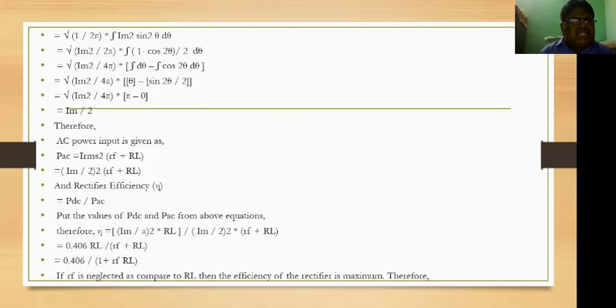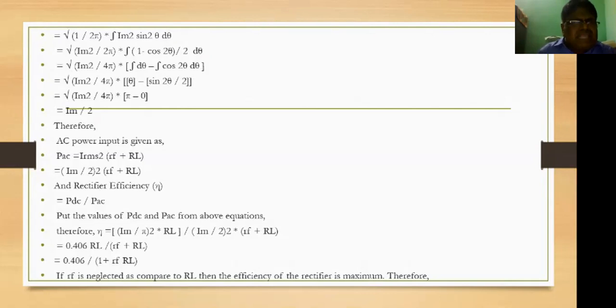Okay. Next, Im squared by 2π, root of Im squared by 2π into the integral of dθ minus the integral of cos 2θ dθ. Next, Im squared by 2π into θ minus sin 2θ by 2, substituting the limits 0 to π. So next what we will get? Im squared by 4π into π minus 0. Finally, Im by 2.